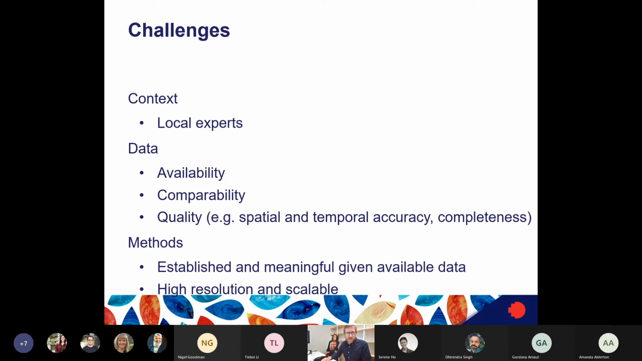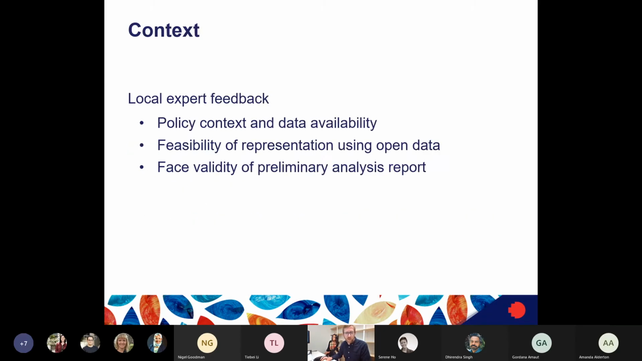I've got a bit off sequence there, but in terms of the data, 3 key issues here, which I kind of touched on there. Availability, is the data available? Is the data comparable between these cities? And what's the quality like in terms of spatial accuracy, temporal accuracy? Because obviously when you collect data, no matter the source, it's always a little bit variable in terms of when it was collected, when it represents, and how complete is it? And then there were challenges with methods related to this, which I probably won't have time to go into here.